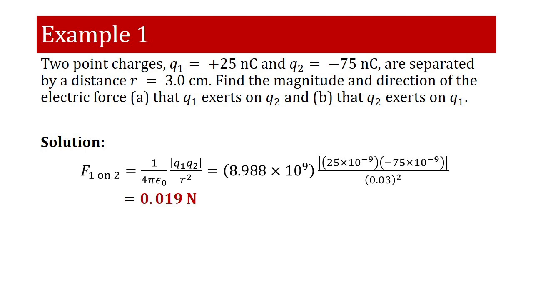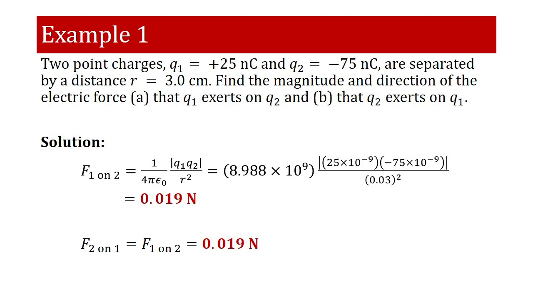Next, part B, charge 2 exerts on charge 1. By Newton's third law of motion, if a force is exerted on one object, then that object also exerts the same amount of force, the same magnitude but in the opposite direction. So whatever force is exerted by charge 1 on charge 2, that force is the same as that exerted by charge 2 on charge 1. So they are still the same, 0.019 newtons.